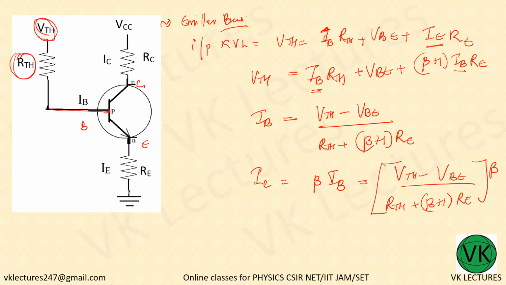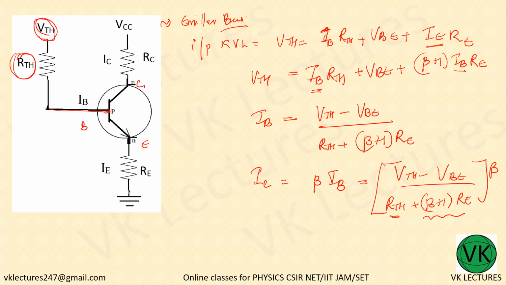Now simplification can be done. This beta plus 1 RE is very much greater than this RTH, because this is Thevenin's equivalent resistance. Thevenin's equivalent resistance will be smaller than the resistances R1 and R2. Beta is a value of around 80-100, so this quantity is a large quantity.